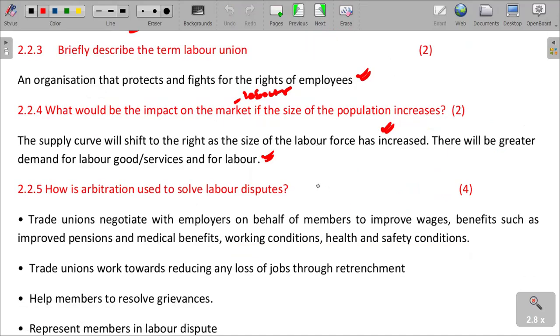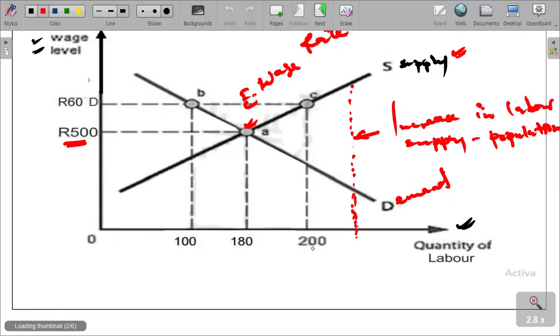So the graph will shift to the right as I've demonstrated there. It shifts to the right as the size of the labor force has increased. Labor supply is on the horizontal axis, so it has to shift. We have an increase in labor supply. So this is our new labor supply, which is caused by an increase in population. So it shifts to the right as we have said.